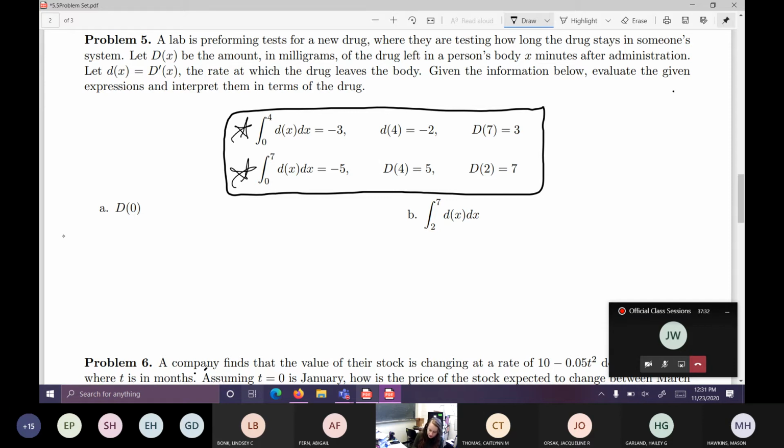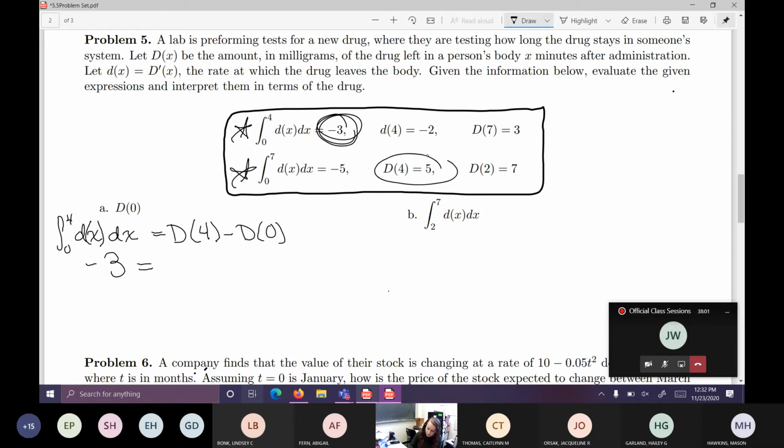So actually, let me do both. If we look at the first integral that we're given, this is technically the antiderivative at 4 minus the antiderivative at 0. This is the thing that we're looking to find, and the other two pieces we actually know. That integral value we're told is -3, and the capital D of 4 we're told is 5. So if we do some algebra on this, we'll be able to find what D of 0 is.